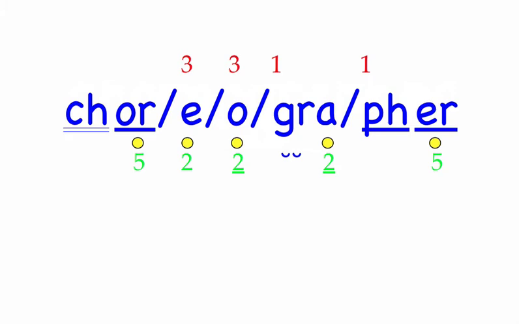Ubiquitous. Ubiquitous means to be everywhere. 4 syllables. First syllable u, 1 sound.